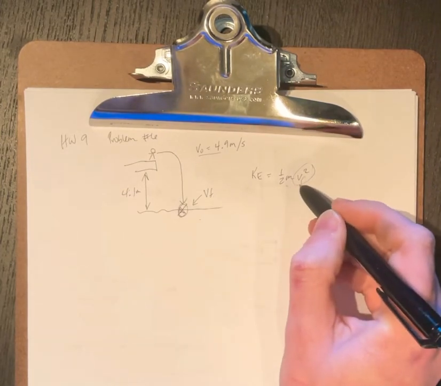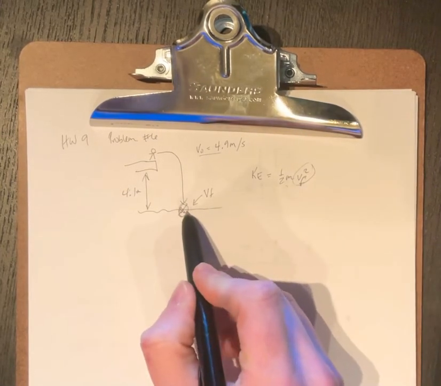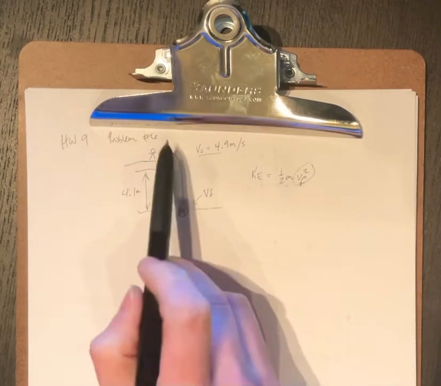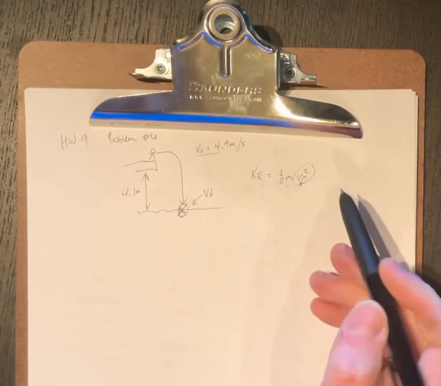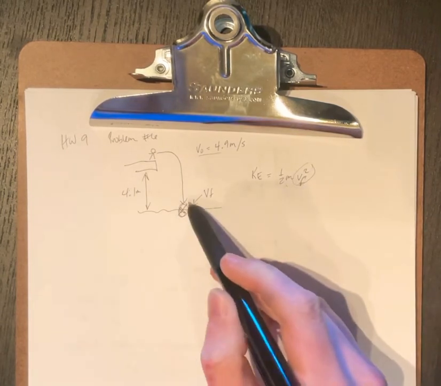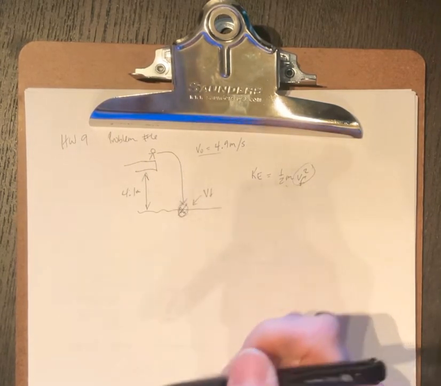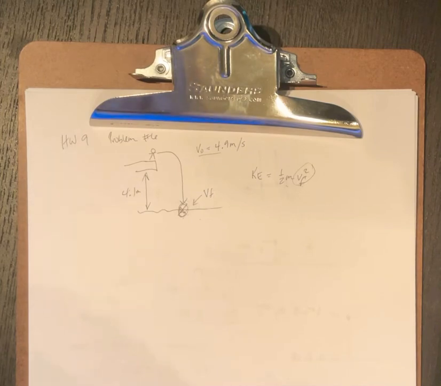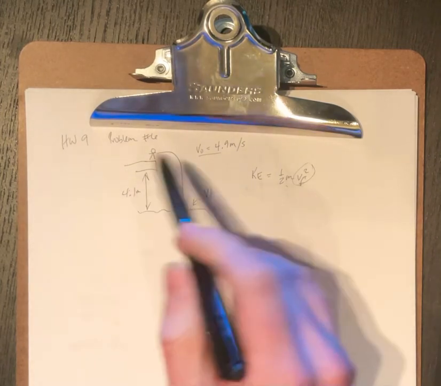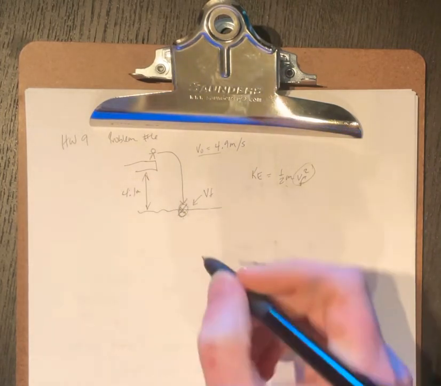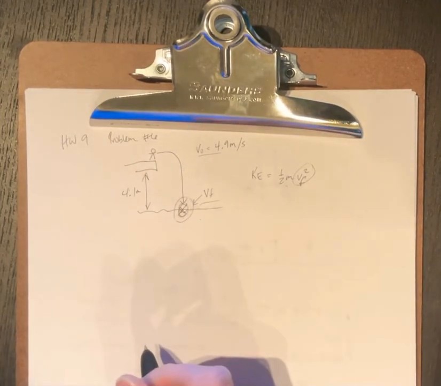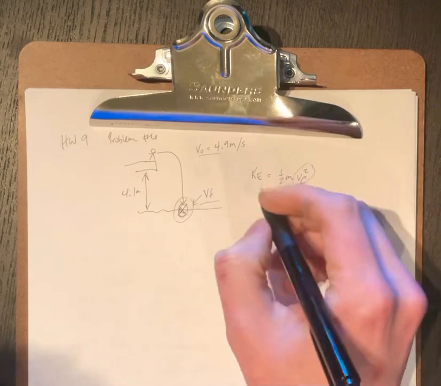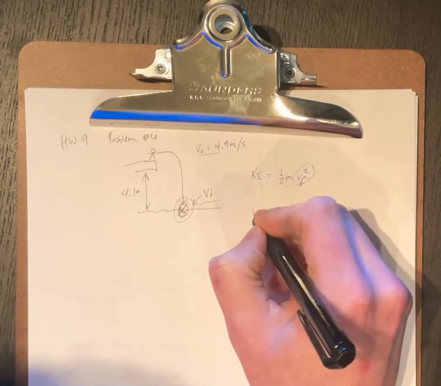And this velocity is the velocity when they hit the water, right? So they have a kinetic energy when they first jump off, because they have a velocity and they have a mass. But that kinetic energy is going to be different because as they're falling, they're going to be gaining more speed. They're going to get faster and faster because they're accelerating due to gravity. So we need to figure out what this velocity is when they hit the water, right? So we're going to use kinematics.